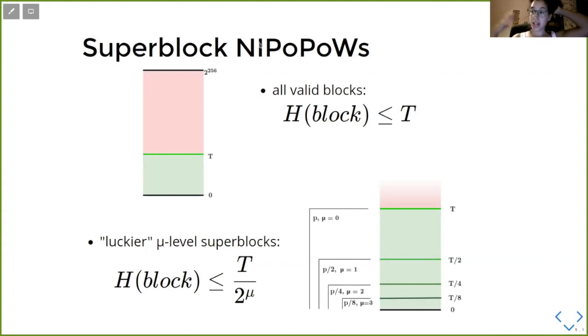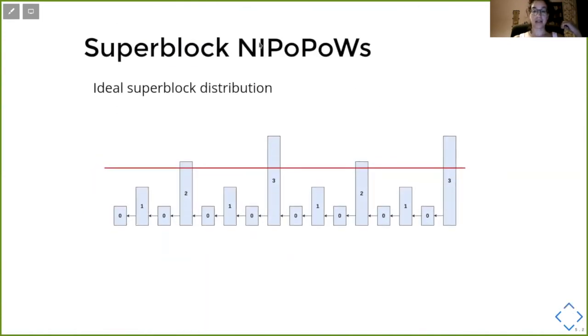And these are rare blocks that also are expected to be seen in the chain in a regular fashion. So the Superblock NIPoPoW protocol counts on these luckier blocks, which we will call superblocks, in order to make the client synchronization a much more efficient procedure.